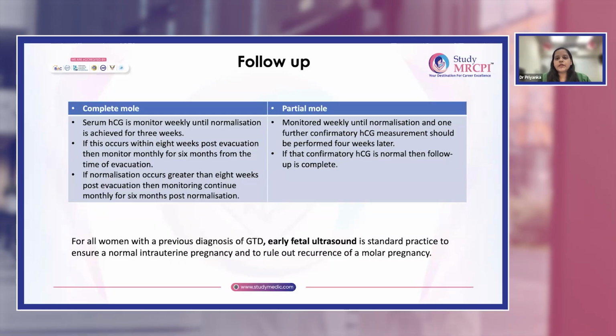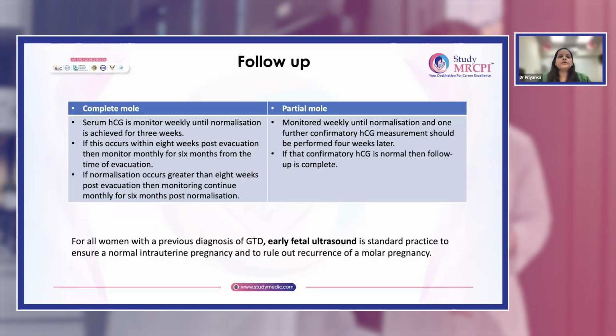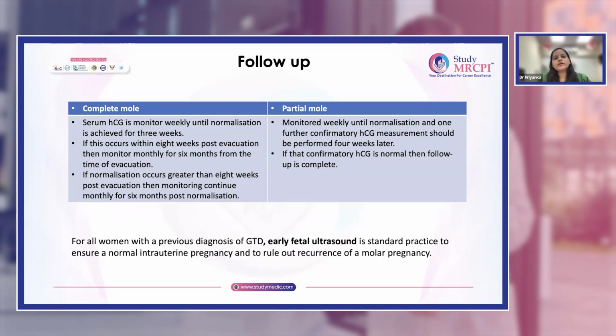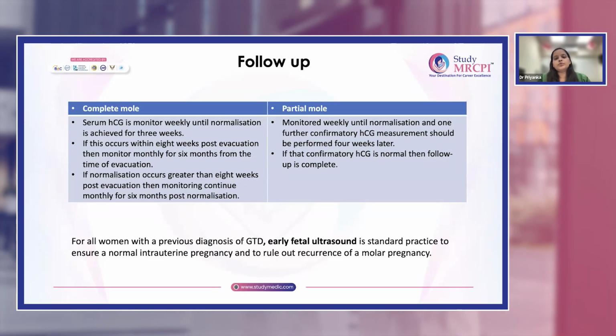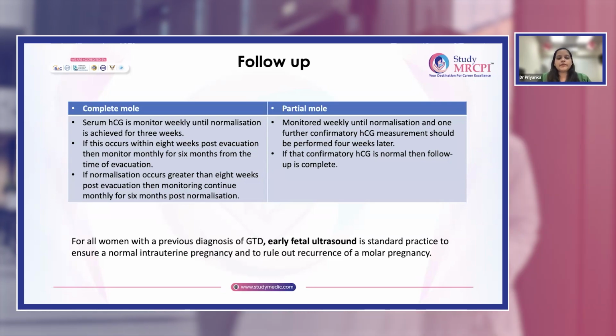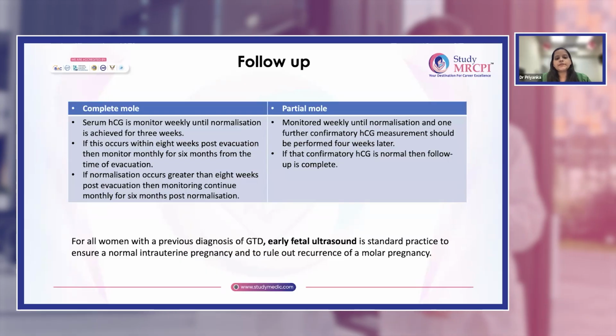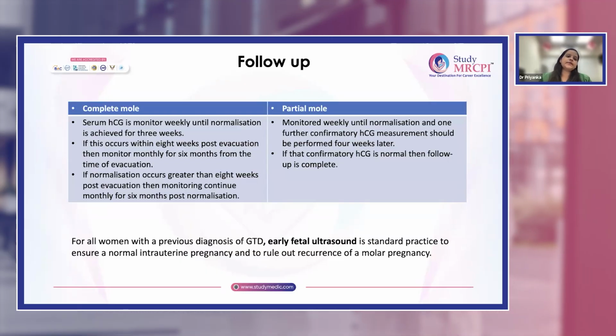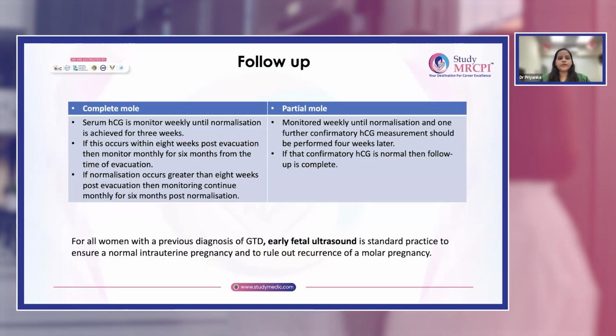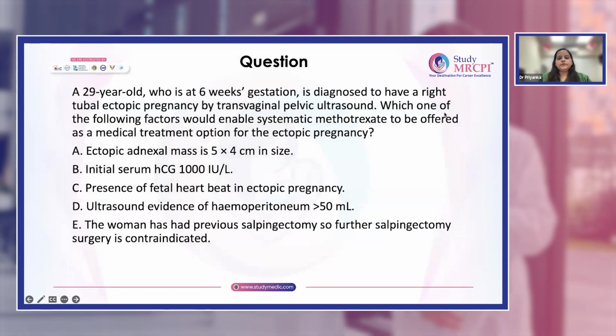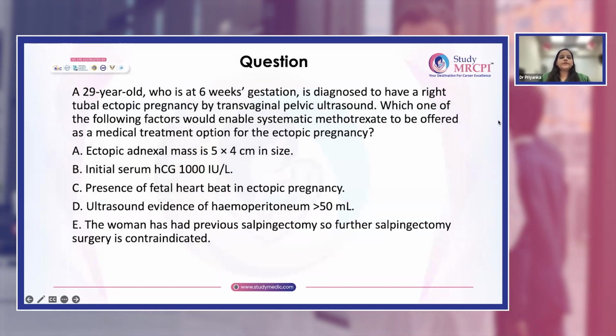And also whenever they are trying to conceive the next time, if they conceive, they should have an early fetal ultrasound to look for the type of pregnancy, to rule out any molar pregnancy. So an early viability scan is recommended in them. So this was about molar pregnancy.